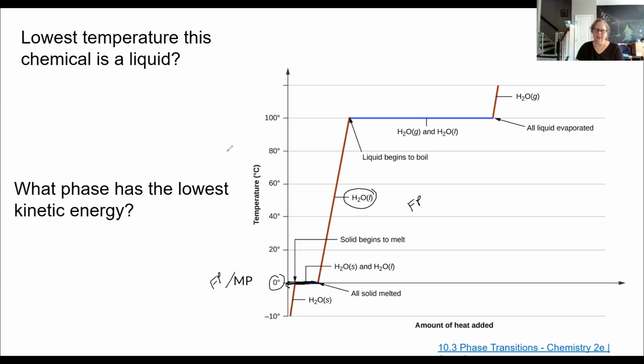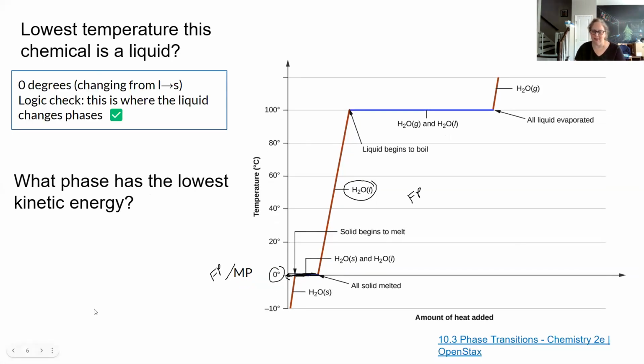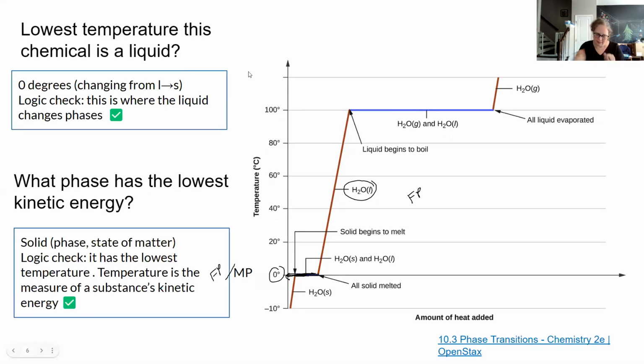Which phase has the lowest kinetic energy? Kinetic energy is related to temperature. So your lowest kinetic energy is when it is a solid, vibrating in place.